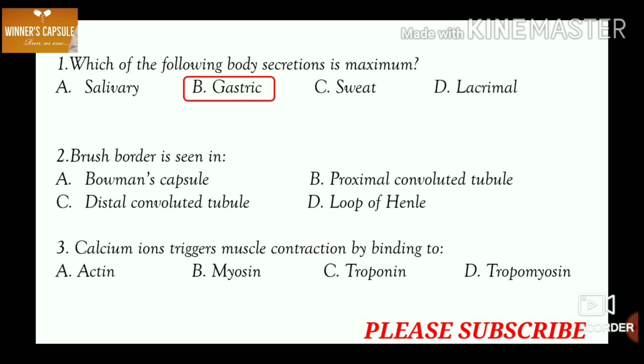Moving to second question. Brush border is seen in A. Bowman's capsule, B. Proximal convoluted tubule, C. Distal convoluted tubule, and D. Loop of Henle. Answer is option B, Proximal convoluted tubule. So brush border is seen in proximal convoluted tubule, whereas hairpin bend is seen in loop of Henle. We can see hairpin bend in loop of Henle and brush border in proximal convoluted tubule.